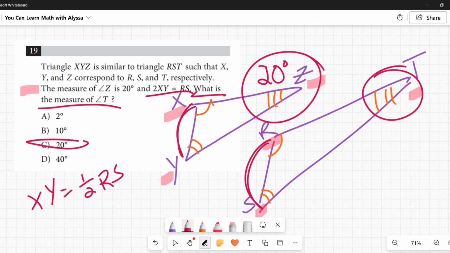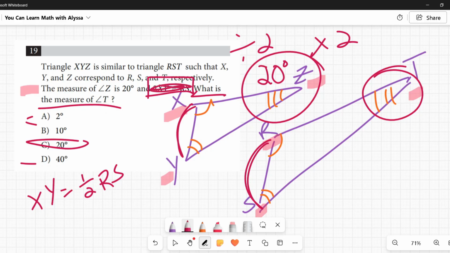They're hoping that you'll think you need to take this 20 and either divide it by 2 or multiply it by 2, which is why you've got the 10 and 40 over here as options. And the 2 degrees is just an outlier. But that's what they're hoping, that you will think this is necessary. Like, why would they say it if I don't need it? Because they're trying to trick you. You do not need that information.